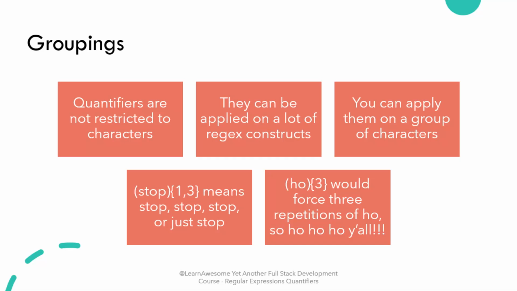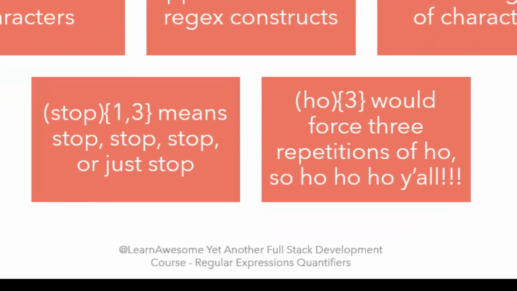So if you recall, in the beginning of the video I told you the preceding element of a quantifier is just like x in algebra and can be more than a character. Well, groupings is what I meant by that. They can be a bunch of regex constructs and quantifiers can be applied on them. Taking one such example, if I enclose a word in parentheses and apply a quantifier on it, for example, stop enclosed in parentheses followed by curly braces 1, 3, it would capture stop, stop stop, or stop stop stop in the input string, the entire word repeating 1 to 3 times.